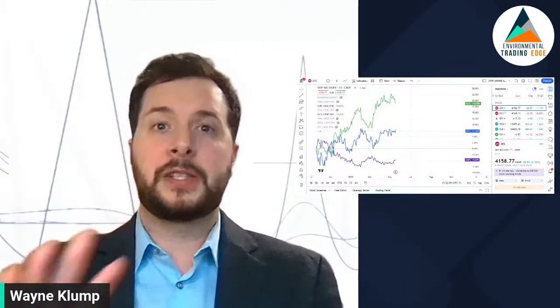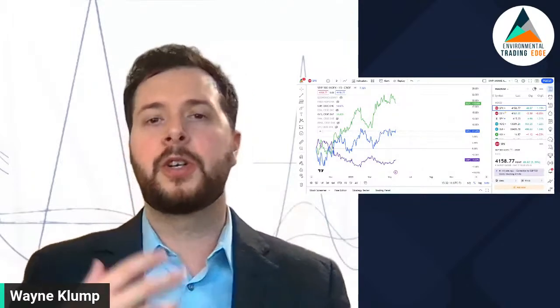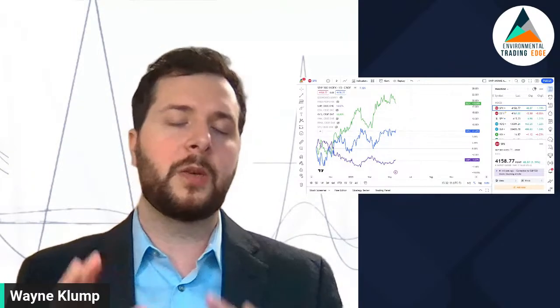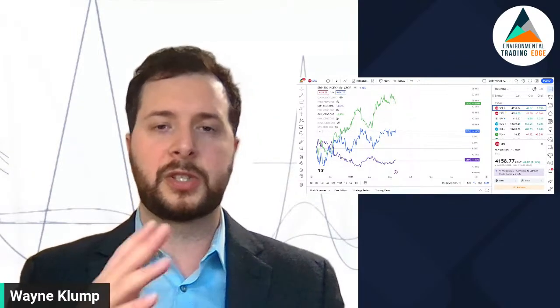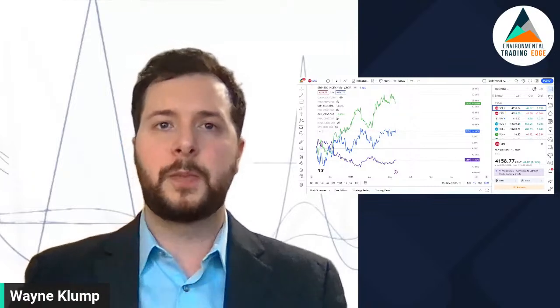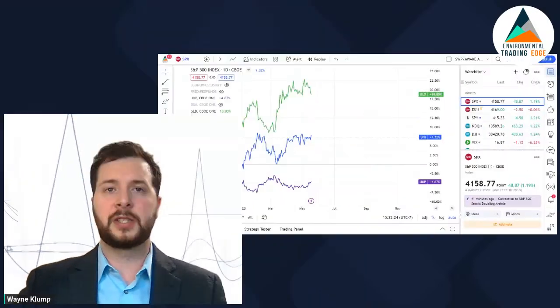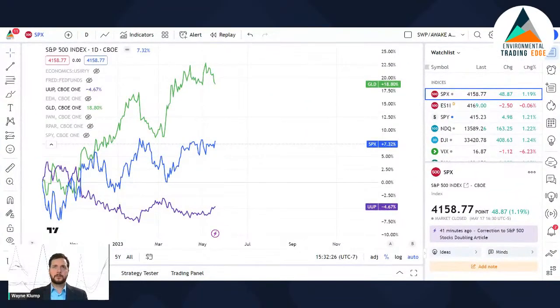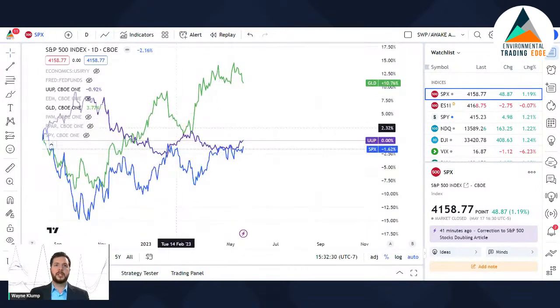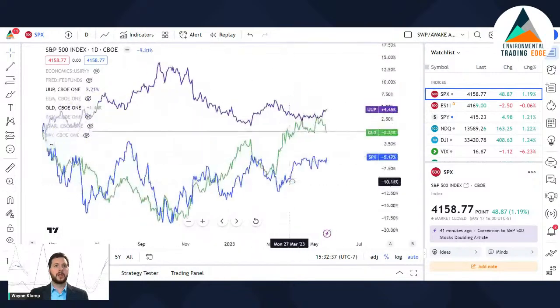I'm going to show you a few assets in just a second here. Basically, one is going to be the S&P 500, one is going to be gold, and one is going to be UUP. We'll dig into each one of these and how they flow. But these are the 3 primary assets that we're going to look at. Looking at this here, you can see gold is in green right now. We've got UUP in purple, and we've got SPX in blue.